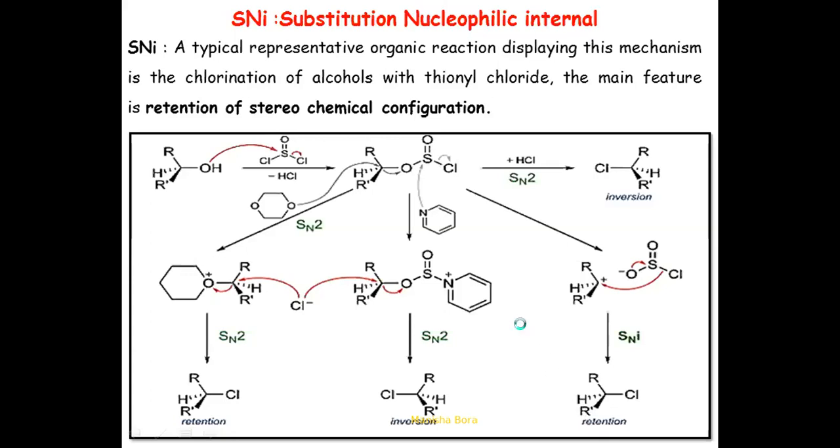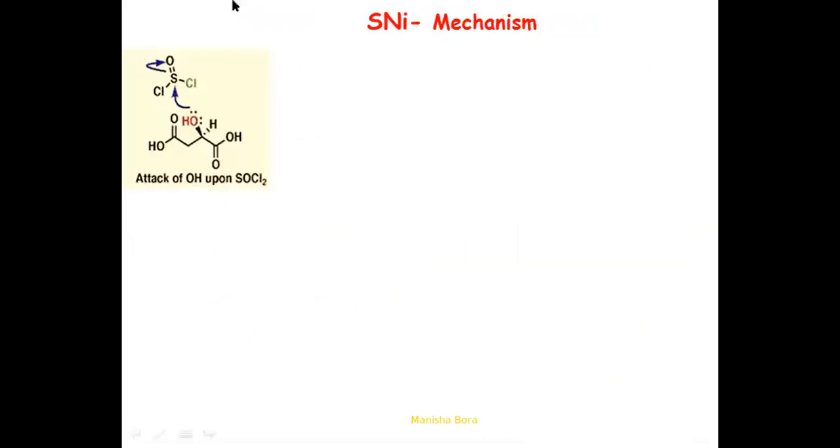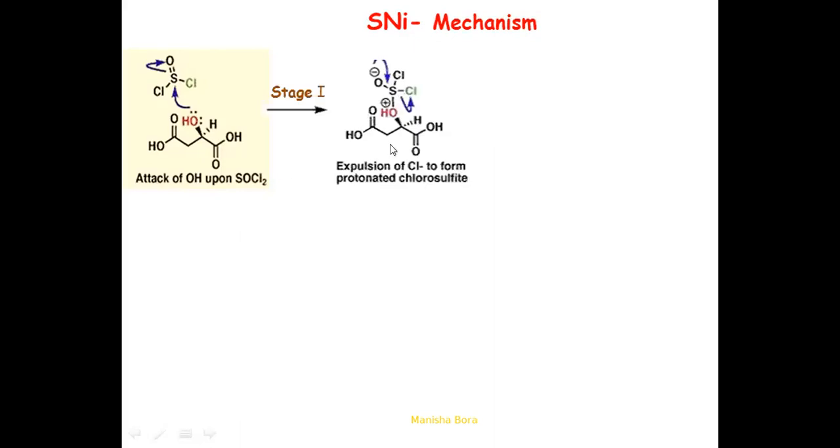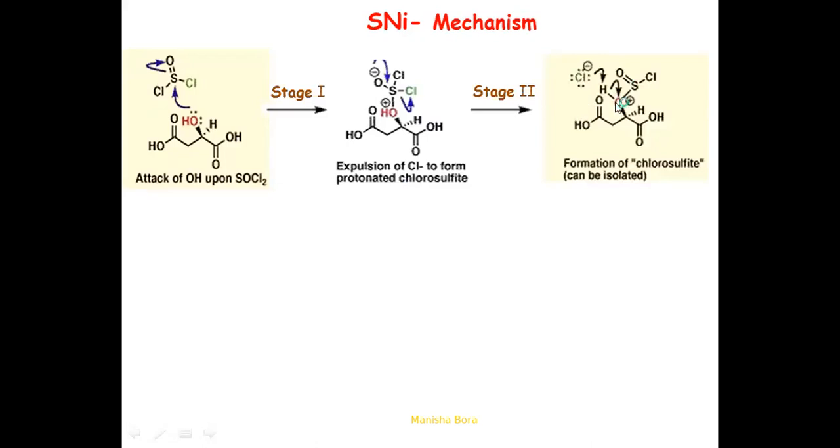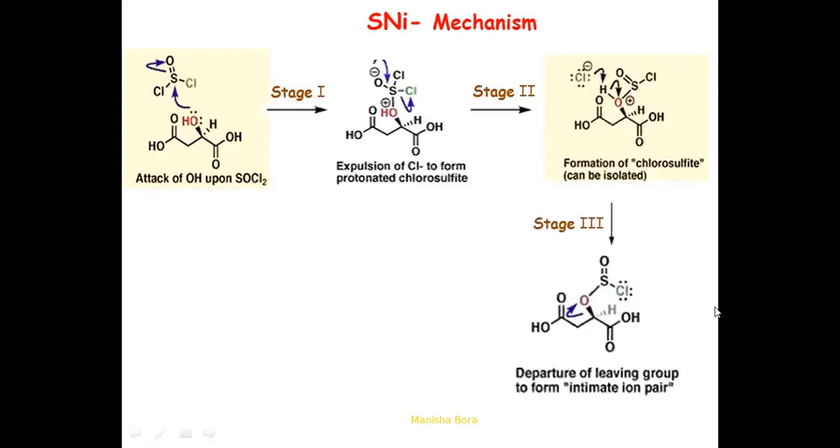So if I want to check the mechanism, let's say this is our substrate, this is the alcohol, and it is going to react with this thionyl chloride molecule. First the OH of your alcohol will attack this thionyl chloride and gets converted into this species. You get this intermediate, a protonated chlorosulfite, and then in the next stage there is a deprotonation. The chloride which is released takes up this hydrogen, and a chlorosulfite ester is formed.